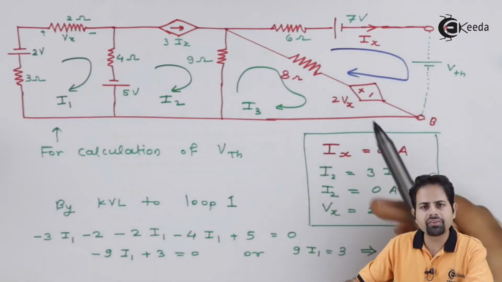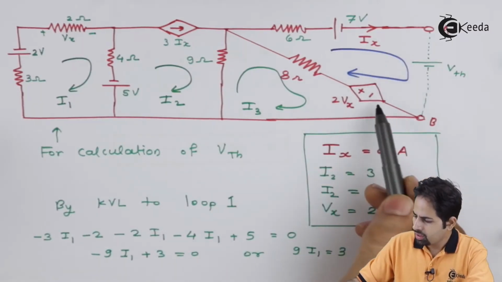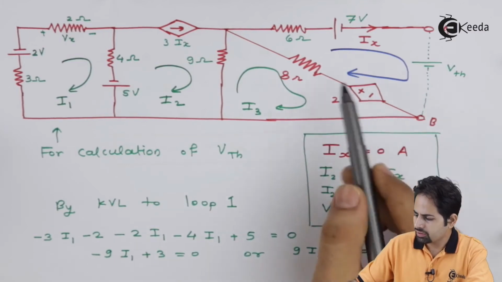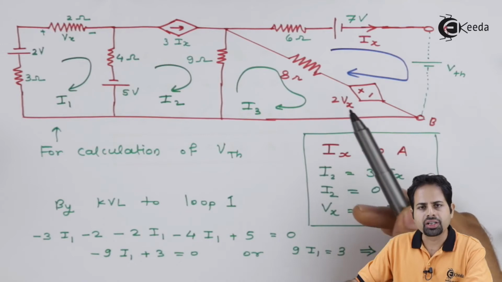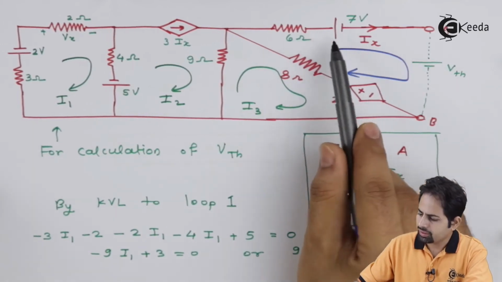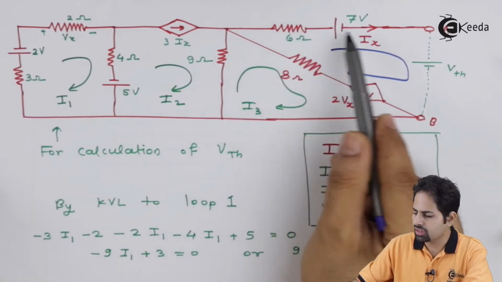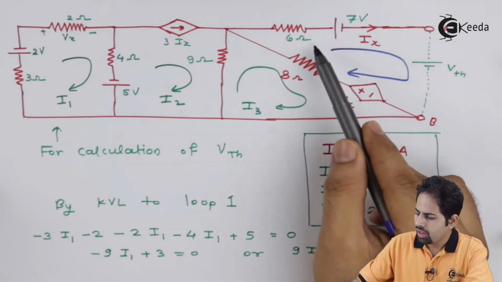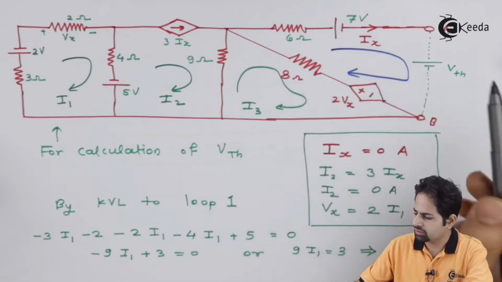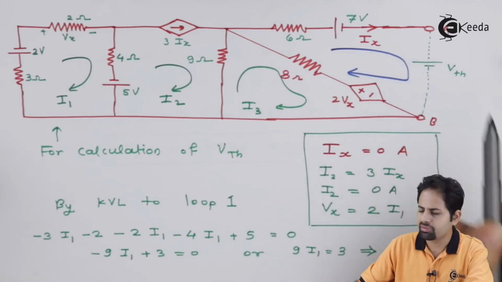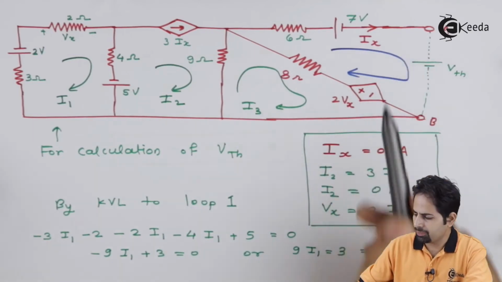So if I apply KVL in this direction, I'll get plus 2 into Vx, then minus 8 into I3. Then here I will get no voltage because there is no current here. And here I will get the voltage source which will be negative because it is plus to minus. And then again minus VTH. So let us apply KVL.